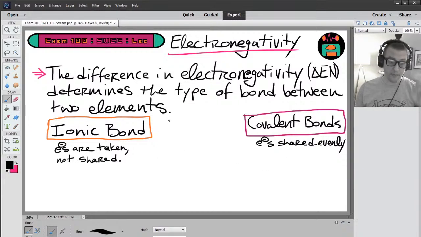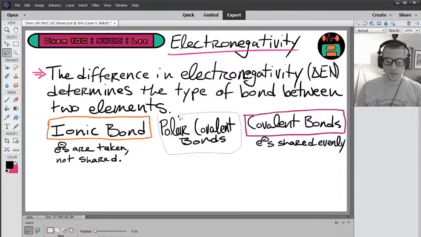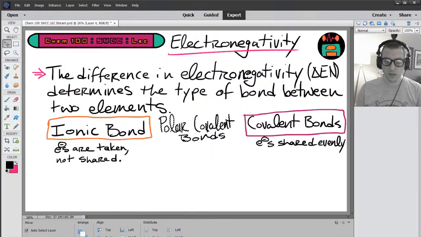And then the third type is something we call polar covalent bonds. I'm gonna just scoot this up. Polar covalent bonds.